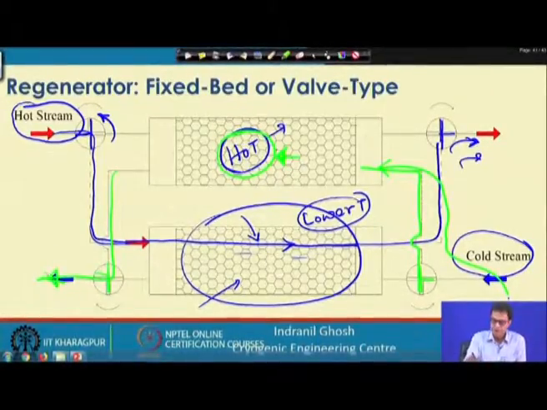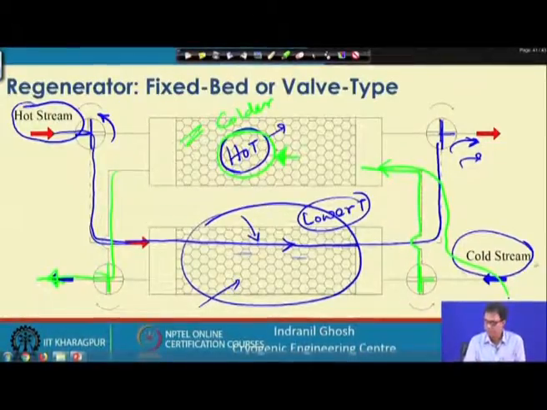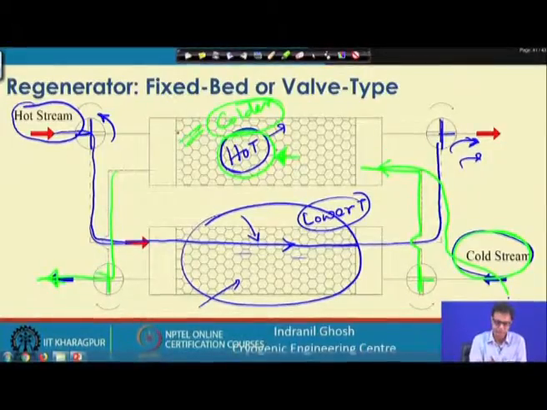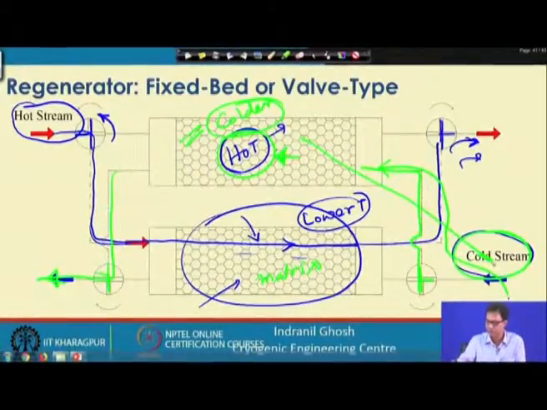And what is happening to the regenerator matrix? The matrix is getting colder. Because of this cold fluid stream, the matrix is getting colder, whereas the matrix which was colder earlier is now being occupied by this hot stream. When it is sufficiently cold, there is no heat exchange between this cold fluid stream, which is coming at a constant temperature, and it is no more able to pick up heat from this regenerator matrix.